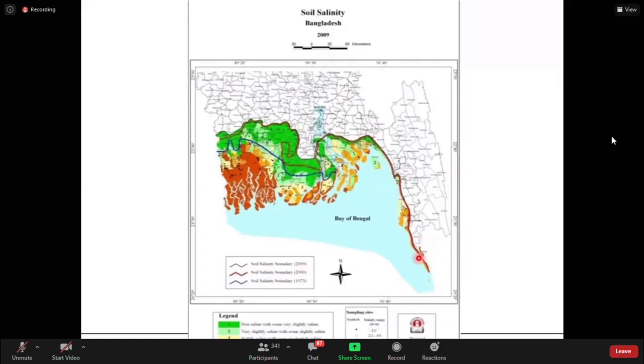So if we compare the strength of salinity, it is engulfing our inland. From the southern belt, it is going towards the inland, and more areas are being affected with salinity over time. So we have compared three different timelines: 1973, then 2000, and then 2009. So these are the three different times we have surveyed the coastal belt, and we have found the saline area in the country is increasing over time.